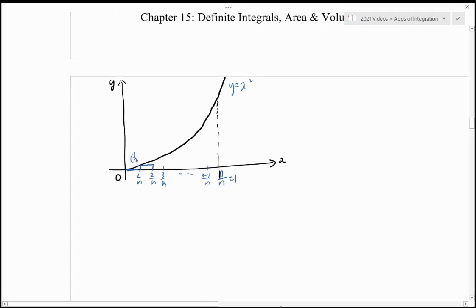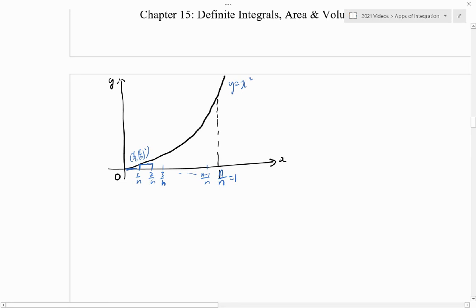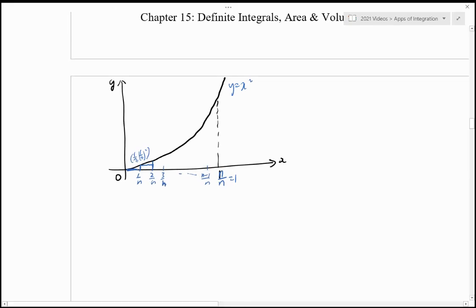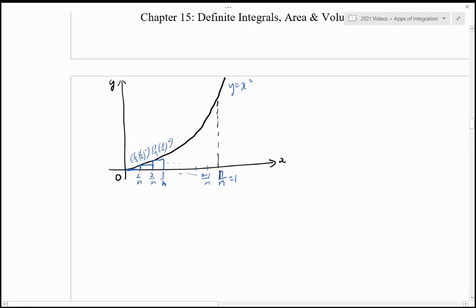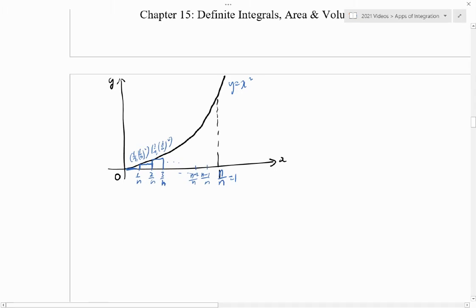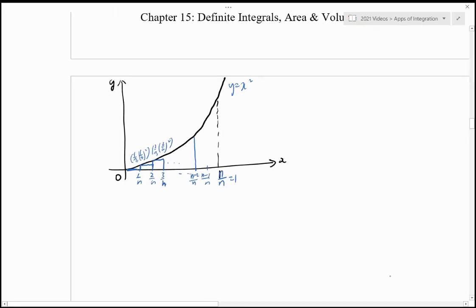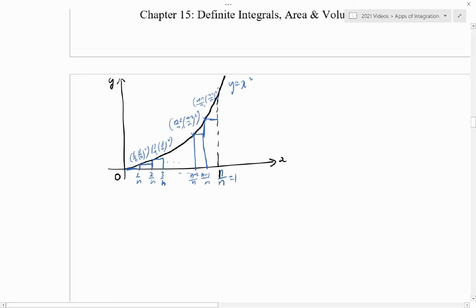So the first rectangle is actually from x goes to 1 over n, so the height is 1 over n squared. The second rectangle, left bound, taken with x value 2 over n, has height 2 over n squared, and so on and so forth. To make things clearer, I'm going to draw the one before, n minus 2 over n, left bound. This has height n minus 2 over n squared. And the last rectangle you're going to see is n minus 1 over n, with height n minus 1 over n squared. So these are the n minus 1 rectangles you're going to see.